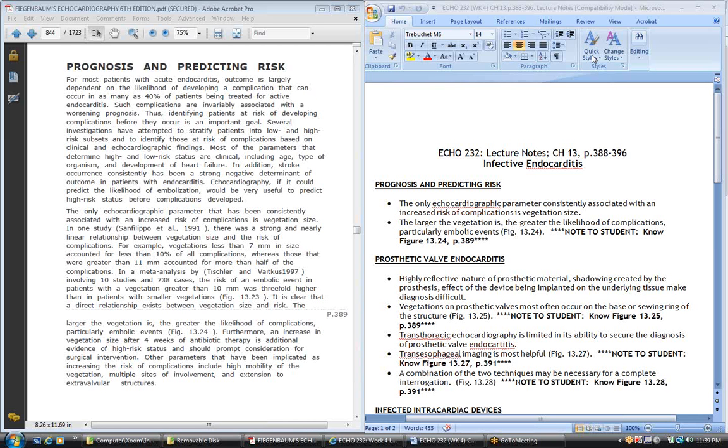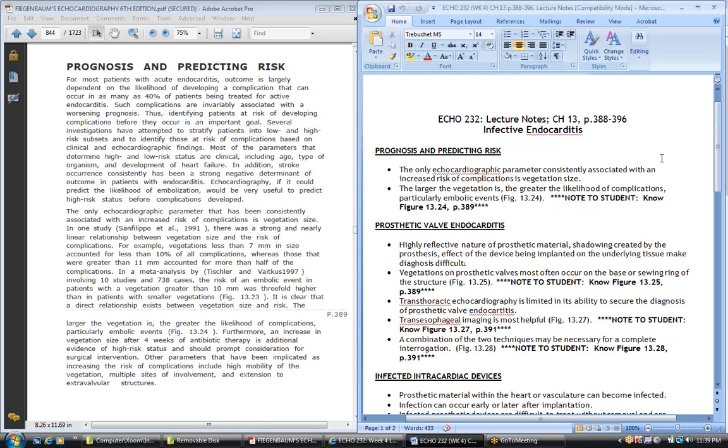This session we're going to be dealing with Echo232. We're dealing with week 4, which happens to be chapter 13 in your Feigenbaum book, specifically pages 388 to 396. We've already spoken at great length about endocarditis. So tonight we're going to continue that discussion, and let's talk mainly about prognosis and predicting risks.